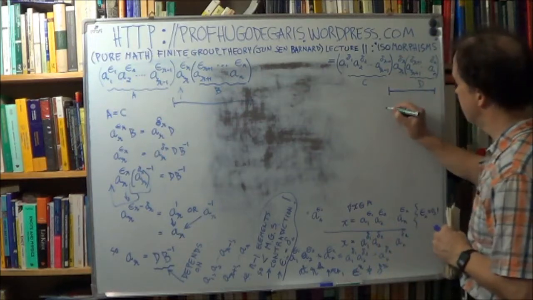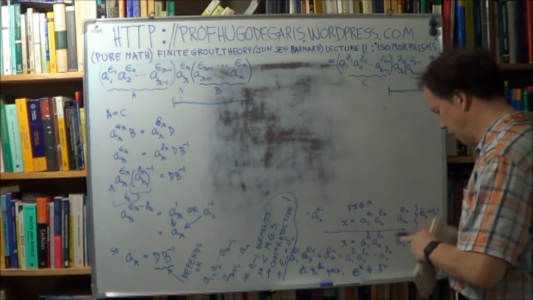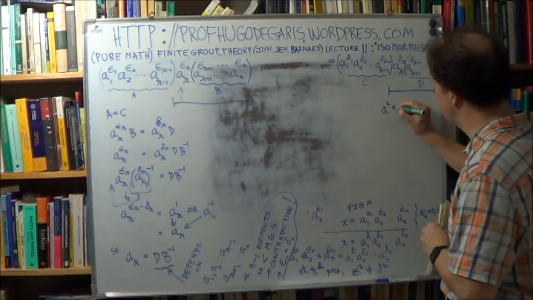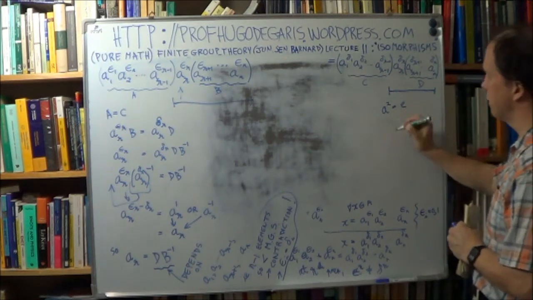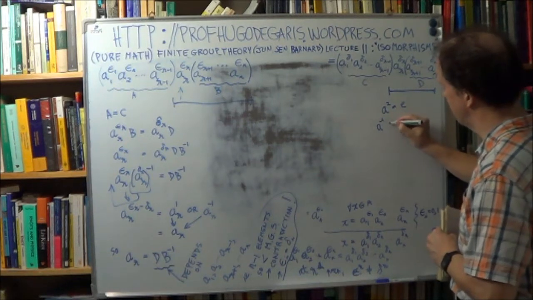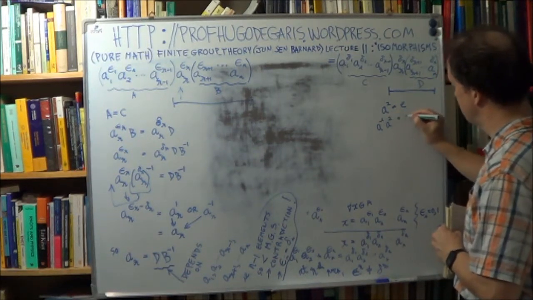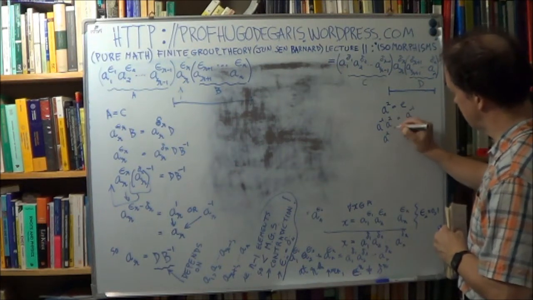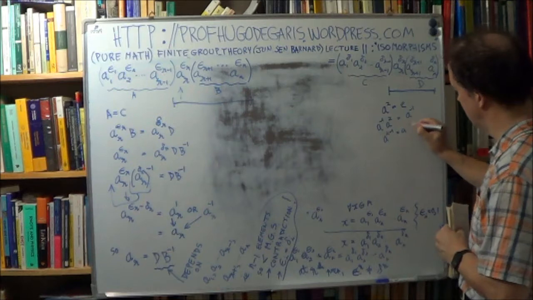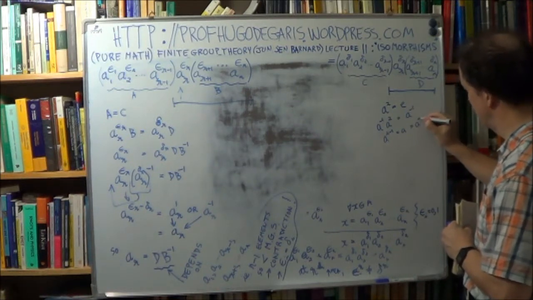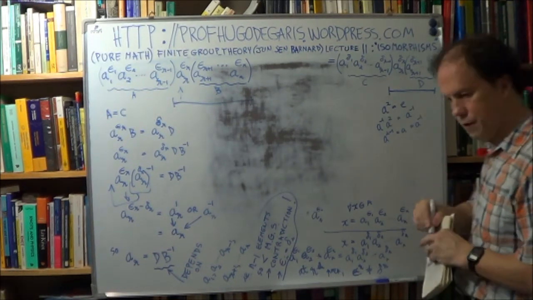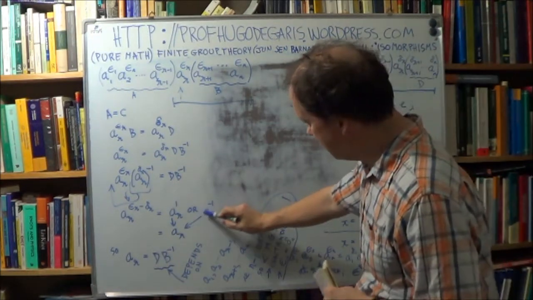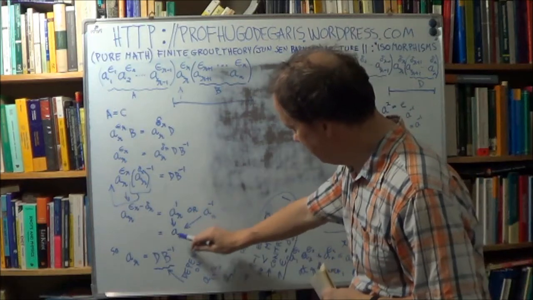Let me prove that. Any element squared gives you e. So a squared gives you e. Now multiply both sides by the inverse. So a inverse a squared is just a inverse. And this is the same as a to the 2 minus 1, which is just a, but that equals a inverse. So the inverse of a is still a. Right? The inverse of a is a. So this is just this.